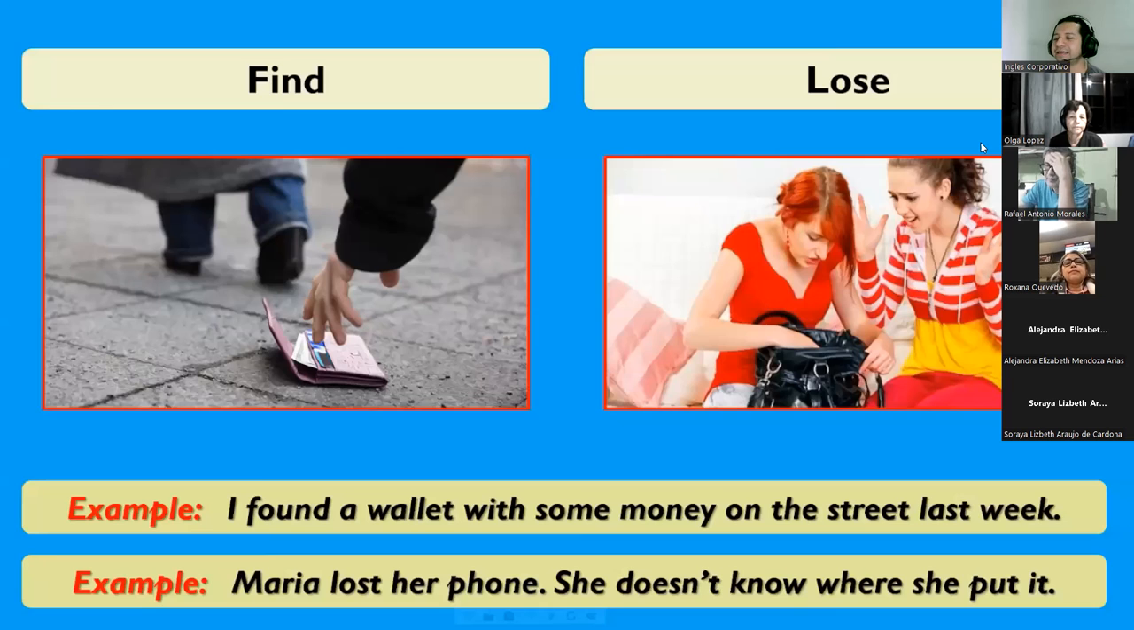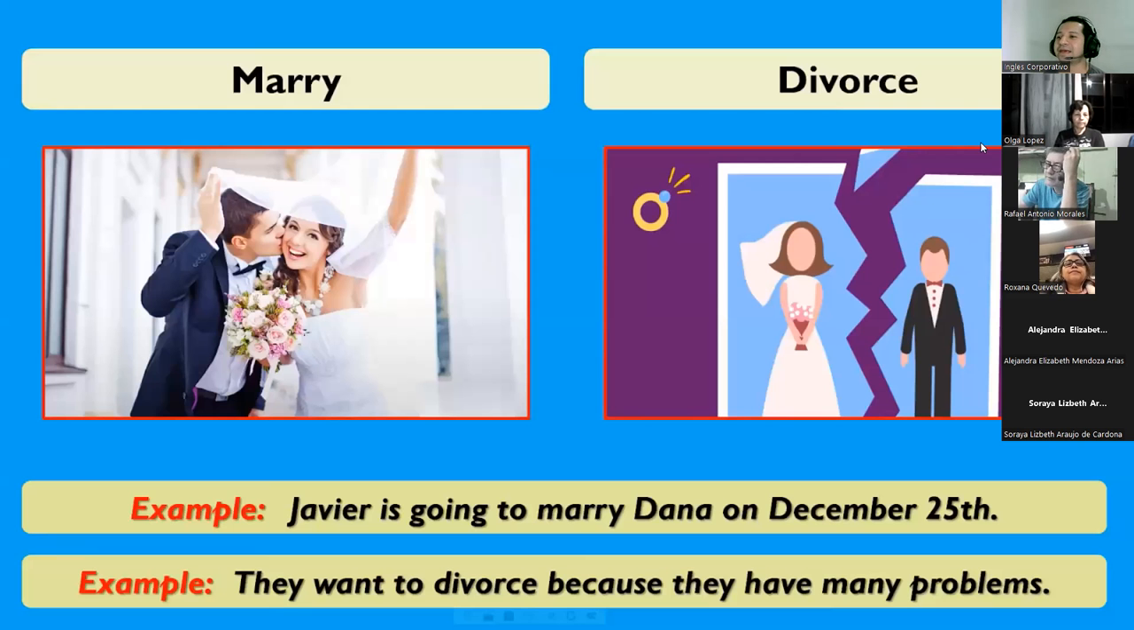We have find and lose. That is easy, right? I found a wallet with some money on the street last week. Maria lost her phone. She doesn't know where she put it. So find is encontrar, right? And lose is perder. Exactly. Marry and divorce. That is easy also, right?